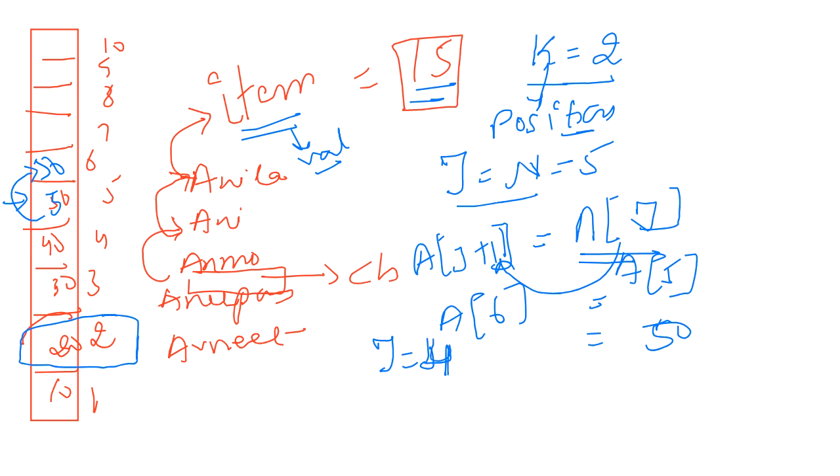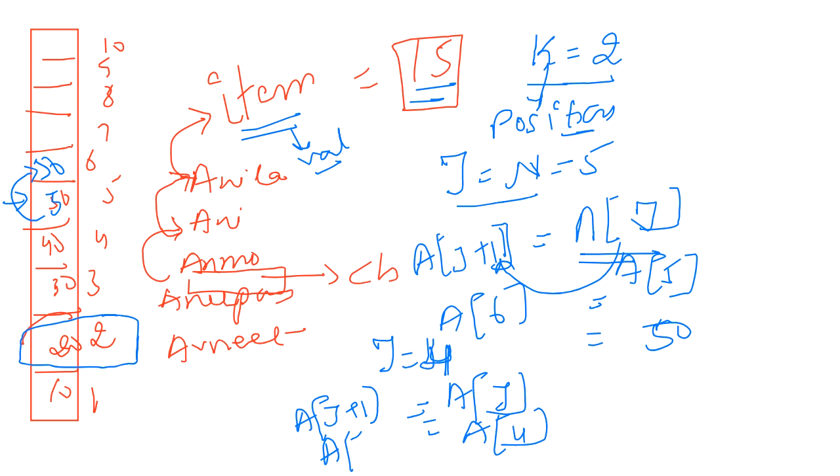Now A of J goes to A of J plus 1 again. So what is A of J? A of 4 goes to A of 5. Now A of 5 can be overwritten with A of 4. What is A of 4? A of 4 is 40. 40 goes and takes the position over here. Now it can be overwritten.